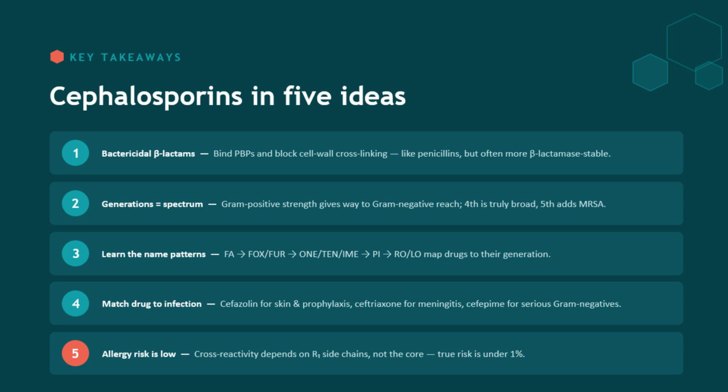3. Learn the name patterns. FA, then OX and UR, then ONIM and IME, then PI, then RO, and you can map almost any drug to its generation. 4. Match the drug to the infection. Cefazolin for skin and prophylaxis, ceftriaxone for meningitis, cefepime for serious gram-negatives. And 5. Allergy risk is low. Cross-reactivity depends on the R1 side chains, not the core, and the true risk is under 1%.